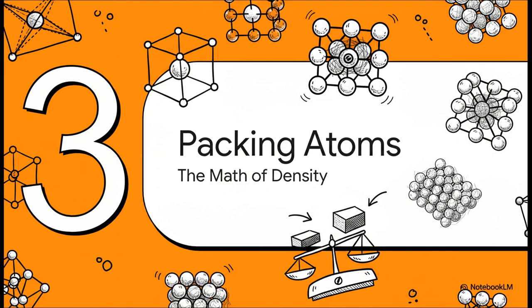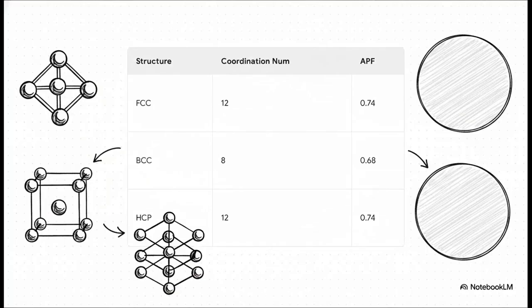All right, Section 3. Packing atoms efficiently, the math of density. So just how efficiently do these different geometric shapes actually pack hard sphere atoms into a given space?